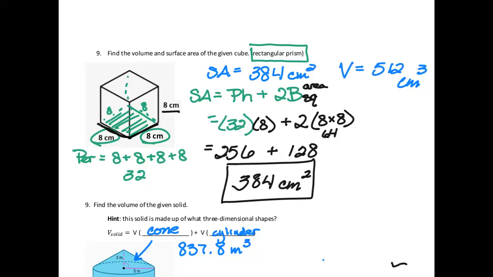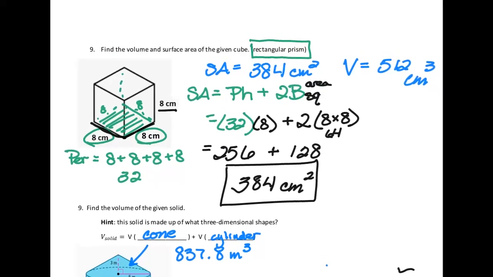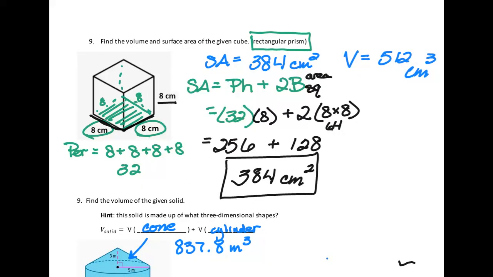And that is just for the surface area. Okay? Any questions on that? Capital P is perimeter. You add all those sides up. And capital B means area.